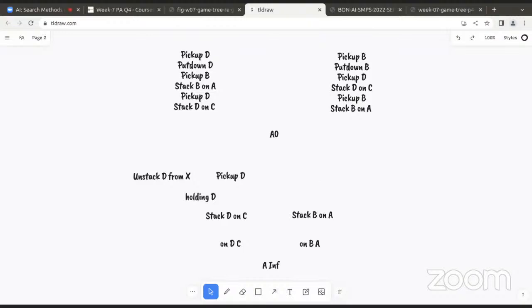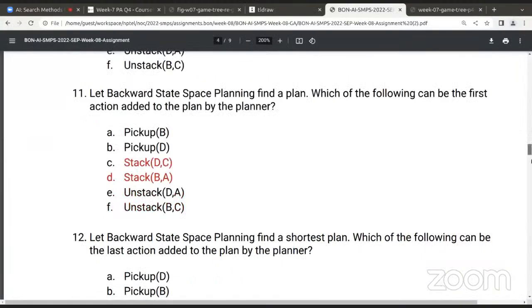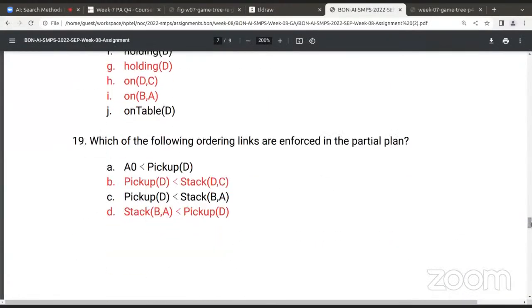But this pickup D is happening after A0, right? Pickup D is happening after A0, right? In the final plan, okay, where you're getting stuck is, see, is PSP enforcing it? Is it enforcing it? It's not enforcing it. Okay, now I got it. That's what I said. A link is enforced by POP or PSP.